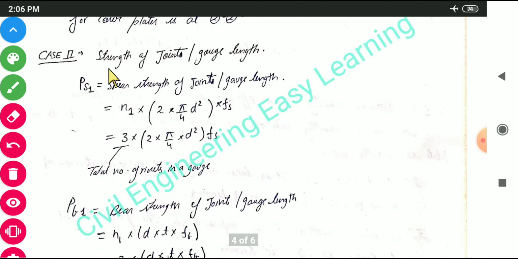Moving further, taking case 2, that is strength of joint or the gauge length. Everything remains the same. The Ps1, the shear strength of the joint or gauge length. The only difference is that again here we will be taking 2 because it is in double shear, and n will be n1. n1 means 3, the total number of rivets in a gauge.